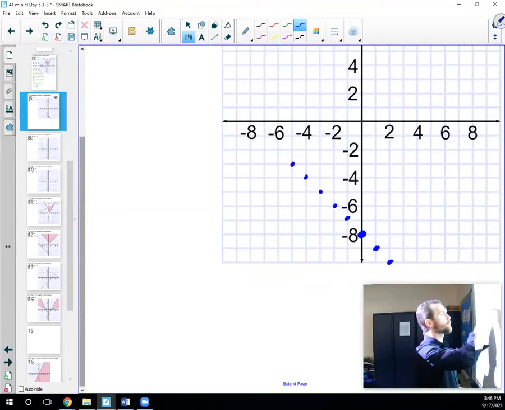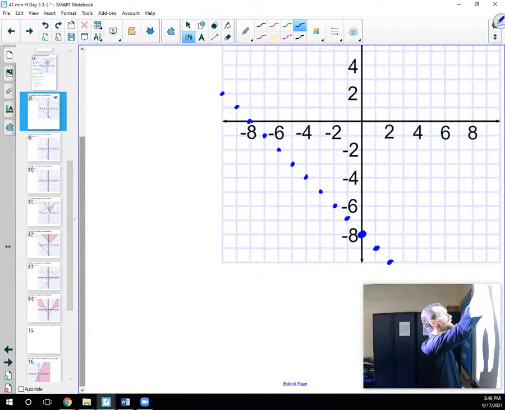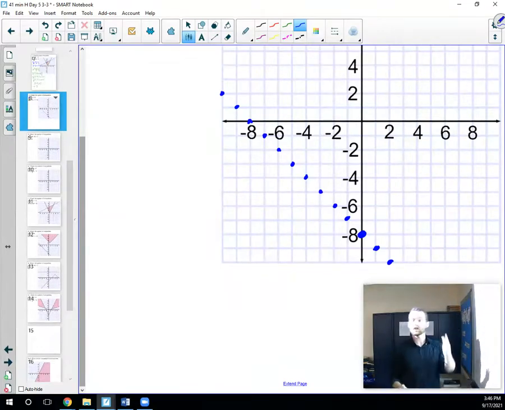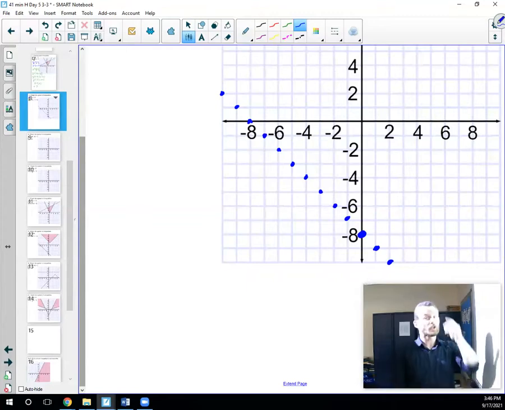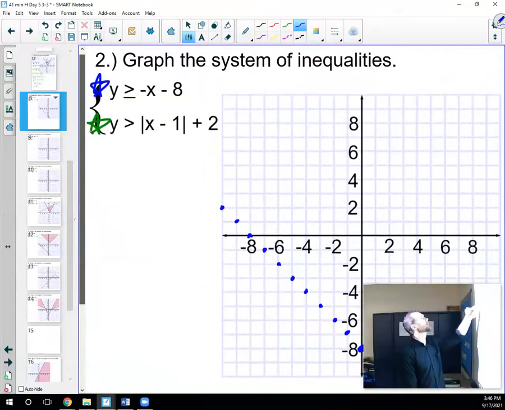Basically, ladies and gentlemen, before you start graphing, you need to have an idea of what it's going to look like. You need to know whether it's going to be a line or a V. You can't be trying to figure that out as you're graphing. You need to know that as soon as you look at your inequality or equation.